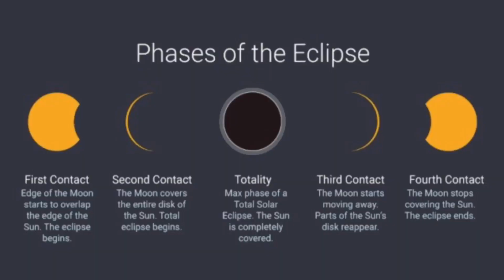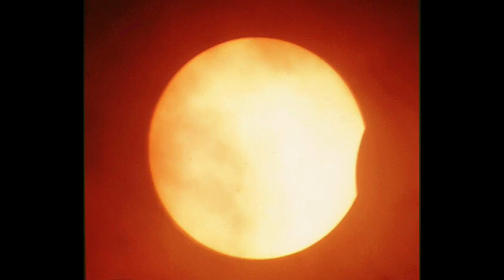Let's get into the phases of eclipses, right? Phases of a solar eclipse. We're going to start with our first contact. This is super important. It's when the edge of the moon starts to overlap the edge of the sun and the eclipse begins. It'll look just like this.